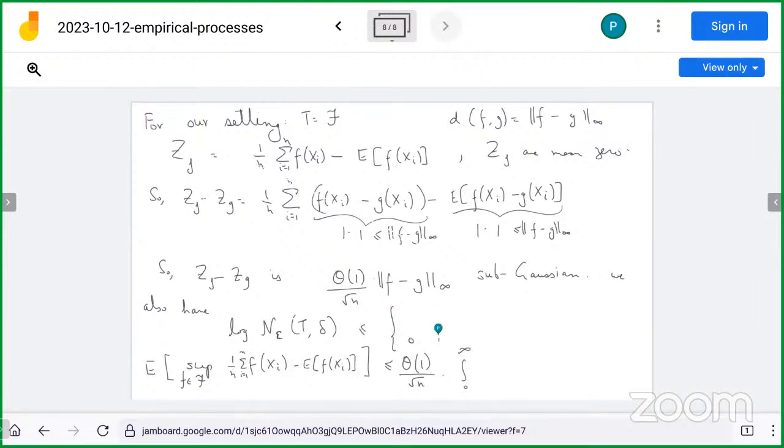So it's 0 if delta is greater than, I don't know, maybe 2 or something, and it's 1 over root epsilon otherwise. If the distance becomes too large, then I can just pick anyone. It's actually just 1 that is enough. Yeah, 1 is enough. Just take the zero function.